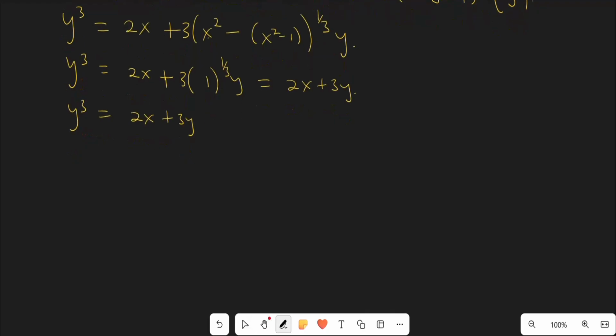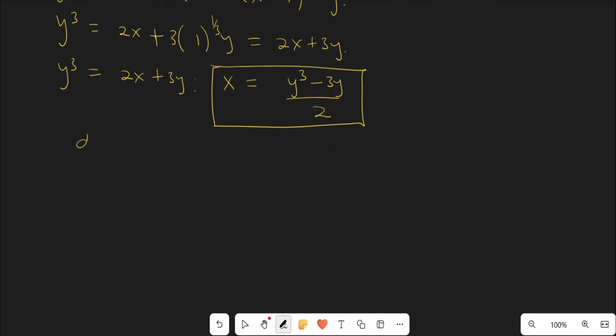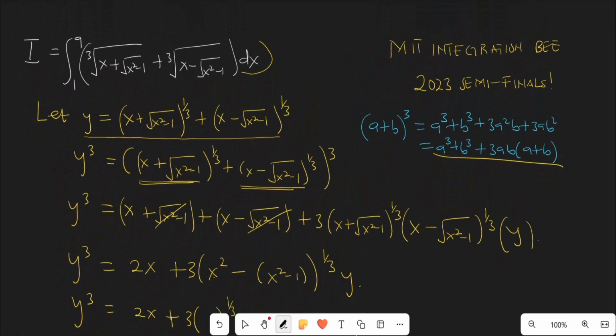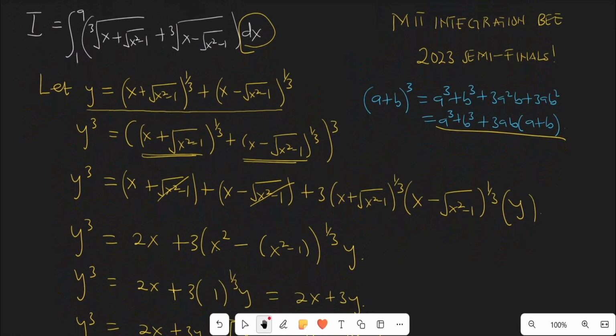So we can isolate x from here. x is going to be equal to (y cubed minus 3y) all over 2. This is an expression for x in terms of y. Now let's find an expression for dx in terms of y. That is going to be (3y squared minus 3) all over 2, so dx is (3y squared minus 3) over 2 times dy. We have found an expression for dx in terms of y that we can plug into our integral.